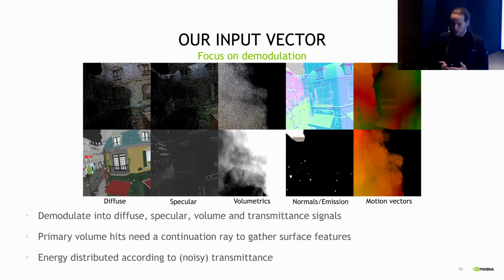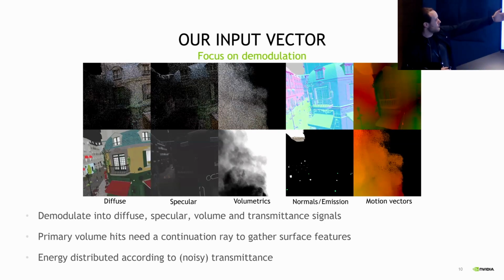So if the transmittance is 0, you have a 100% chance of hitting the volume, but a 0% chance of hitting the surface behind it, and vice versa. Essentially, the energy between these surface buffers and the volume buffer is defined by the transmittance. So if the transmittance is, for example, 0.5, 50% of the rays hit the volume and 50% hit the surface. In order to get that, we need to continue the primary ray, because the primary ray usually scatters in the volume, but you want the transmittance up until the surface behind the volume. So we have to continue the primary ray if we hit the volume.